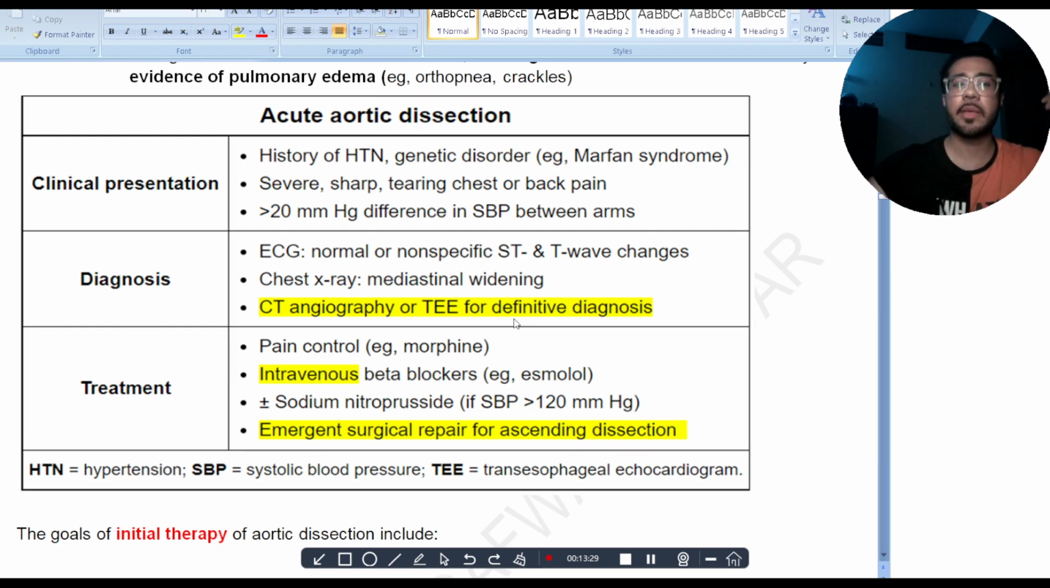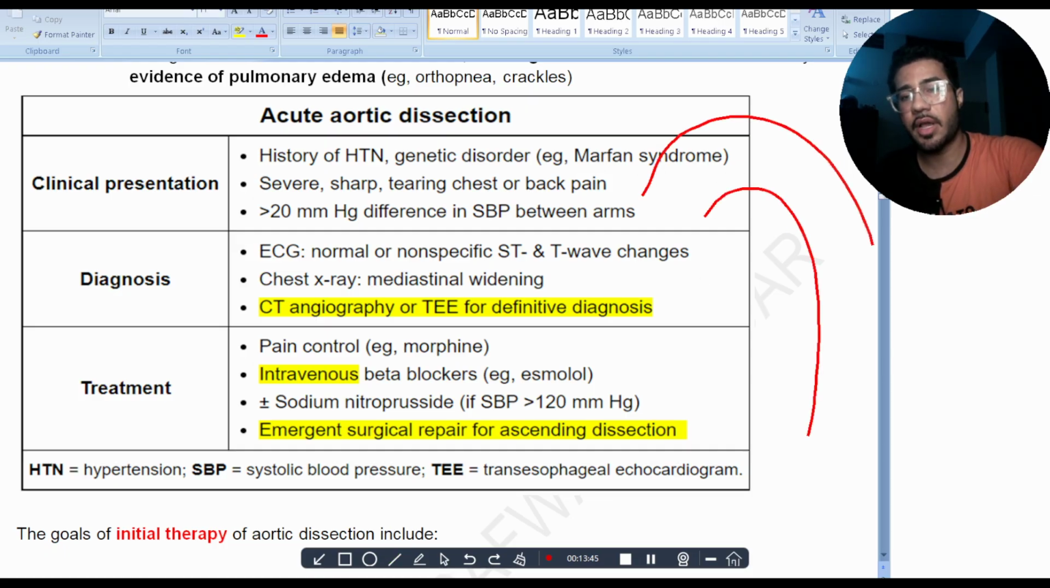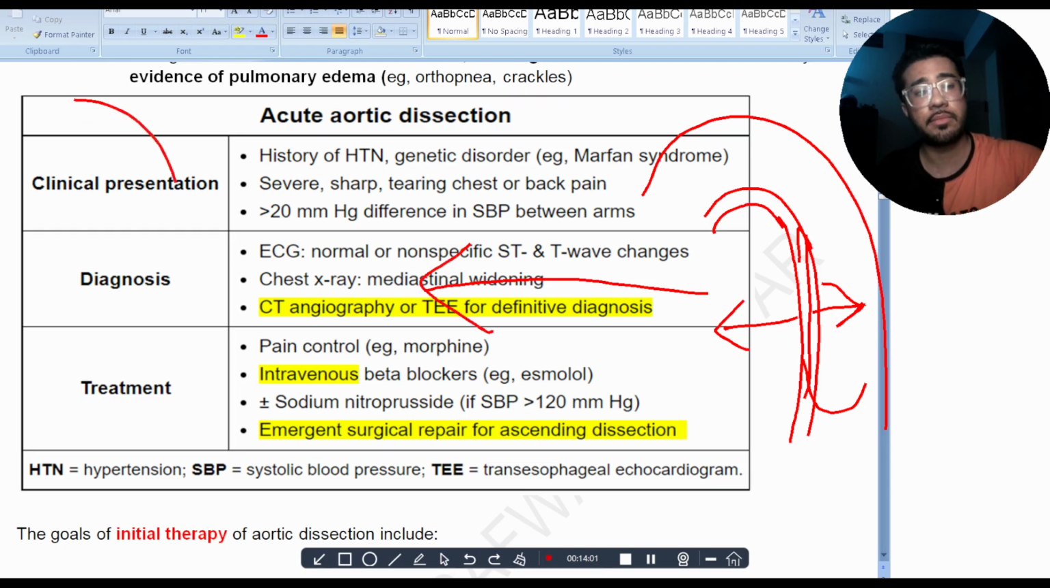So this is another table that shows that the chest X-ray shows mediastinal widening because there is a false intimal channel. Let me just draw it down for you guys. This is the aorta, and now you have a false channel going on here in the aorta that is causing the blood to rush in, and since the false channel is formed, the aorta expands. So the end result would be the aorta becomes bigger.